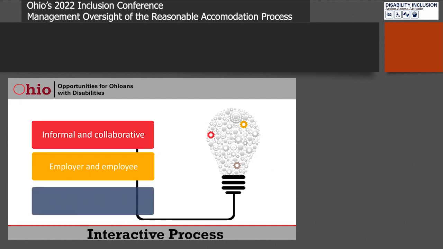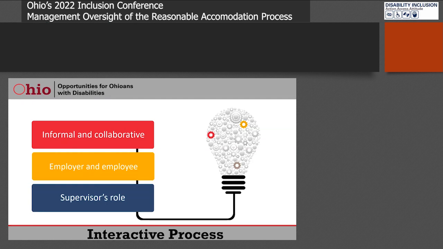However, supervisors have a role in certain parts of the process, and so we are going to discuss recognizing a request, helping to identify a solution, being a part of the implementation, and monitoring the ongoing effectiveness of the reasonable accommodation. And we will address confidentiality too. Well, since the process is initiated by a request, let's start there.